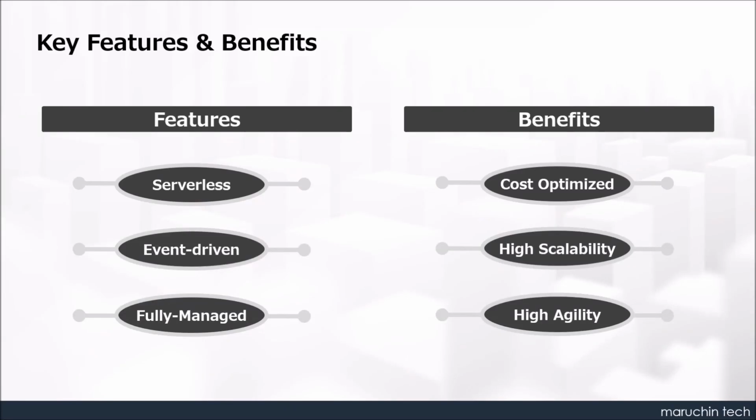Let's look at the key benefits of the system we are building. First, it is serverless and event-driven. This means servers don't need to run 24/7. They only run when an event occurs, which significantly reduces fixed costs and maintenance overhead. Second, by offloading infrastructure management to AWS, you don't have to deal with complex server maintenance. This allows you to focus on coding, resulting in much faster development speed.